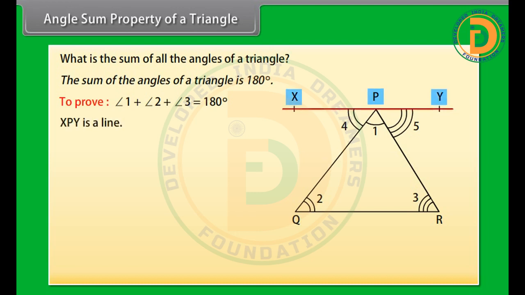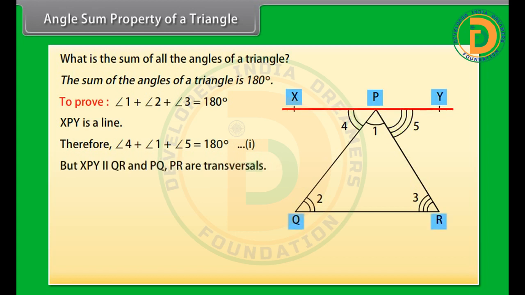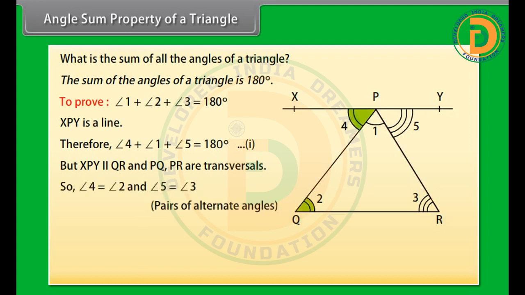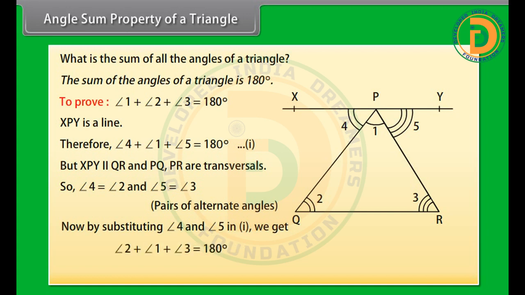Now XPY is a line, therefore angle 4 plus angle 1 plus angle 5 is equal to 180 degree. Mark it as 1. But XPY is parallel to QR and PQ, PR are transversals. So angle 4 is equal to angle 2 and angle 5 is equal to angle 3 because these are pairs of alternate angles. Now by substituting angle 4 and angle 5 in 1, we get angle 2 plus angle 1 plus angle 3 is equal to 180 degree. Or we can write it as angle 1 plus angle 2 plus angle 3 is equal to 180 degree.